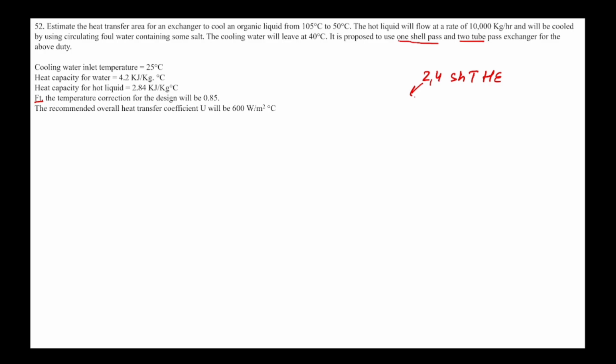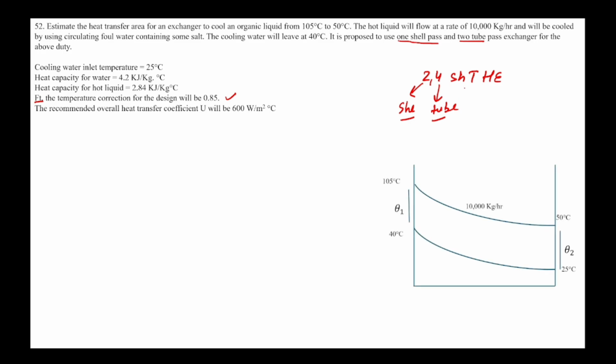So 2 is the shell passes. That means the fluid will pass 2 times through the shell and 4 times through the tube. This is the meaning. Whenever there is more than one tube pass, a correction factor will come. So the correction factor is 0.85. So 2-4 means it will pass 2 times through the shell and 4 times through the tube. At first we will see the diagram.